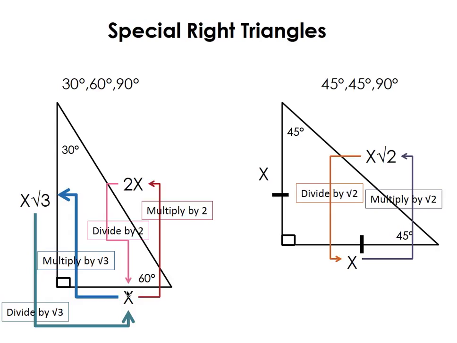Now I'll have to show you in the next video that when dividing by the square roots, whether it's the square root of 2 or the square root of 3, you'll have to do some rationalizing to clean up that fraction. But you will want to keep this chart handy until you relearn those relationships for the 30, 60, 90 and the 45, 45, 90 triangles.